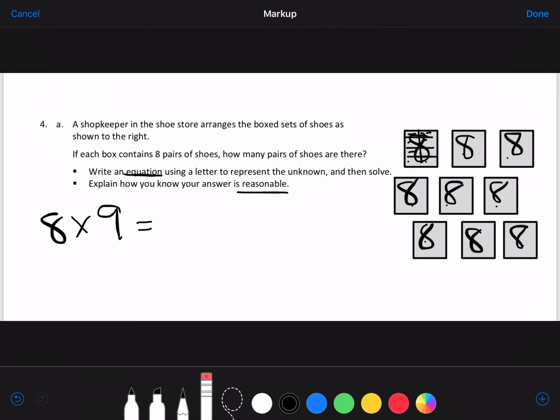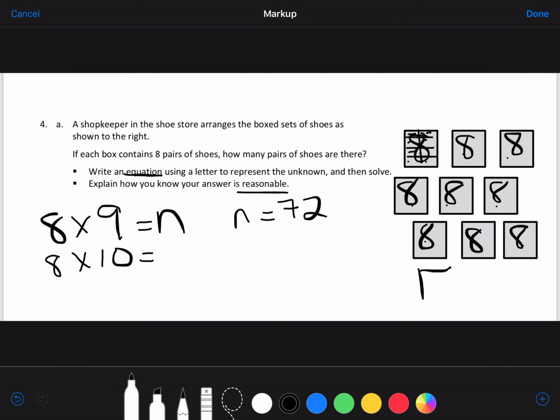Let's do N, and we'll pretend they're all Nikes, okay? So N for Nike. So we've got 8 times 9. If you know your times tables, then you can just know that N equals 72. Or we can use that strategy of, I don't know how many there would be for 9, but I know that 8 times 10, right? If there were one more box, that would be 80.